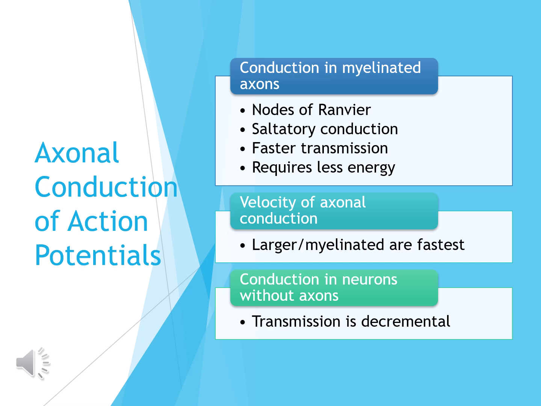Because much of the transmission of APs in myelinated axons is passive from node to node, transmission in myelinated axons is faster and requires less energy. Larger axons conduct faster, and myelinated axons conduct faster. Many interneurons do not have axons, and their transmission is decremental.